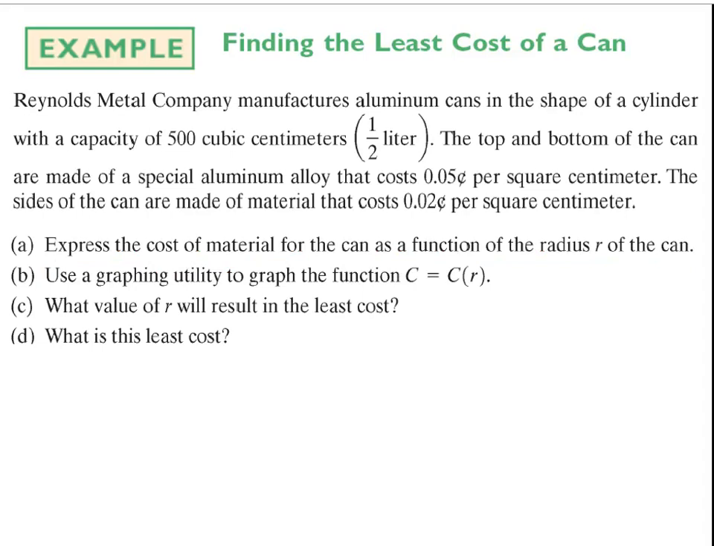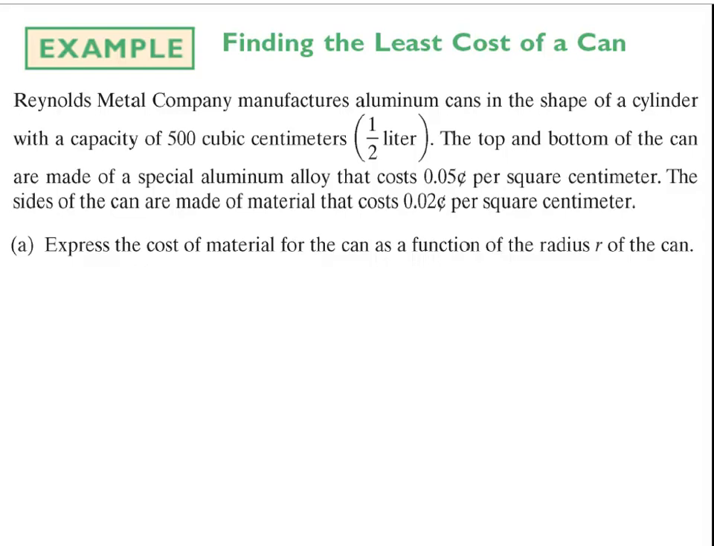So in this application it says that Reynolds Metal Company manufactures aluminum cans in the shape of a cylinder, like a Coke can, and it has a capacity of 500 cubic centimeters. So the top and bottom of the can are made of a special aluminum alloy that costs 5 cents per square centimeter, and the sides of the can are made of a material that costs 2 cents per square centimeter. Now, letter A says express the cost of the material for the can as a function of the radius r of the can. So let's visualize our can for a moment.